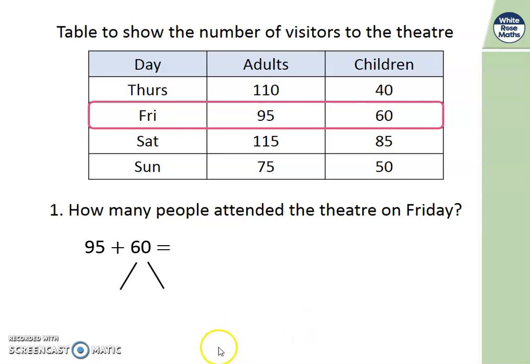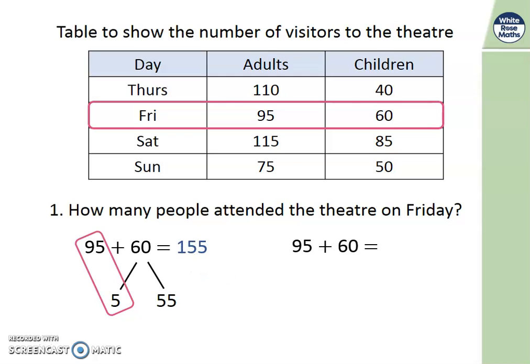One way might be to partition the 60 and think, what would I need to add for 95 to make it to 100? I'd add 5, that would make 100. And what else is left from 60 if we take that 5 off? 55. So let's put these together and make 100. And you can see quite clearly that makes 155.